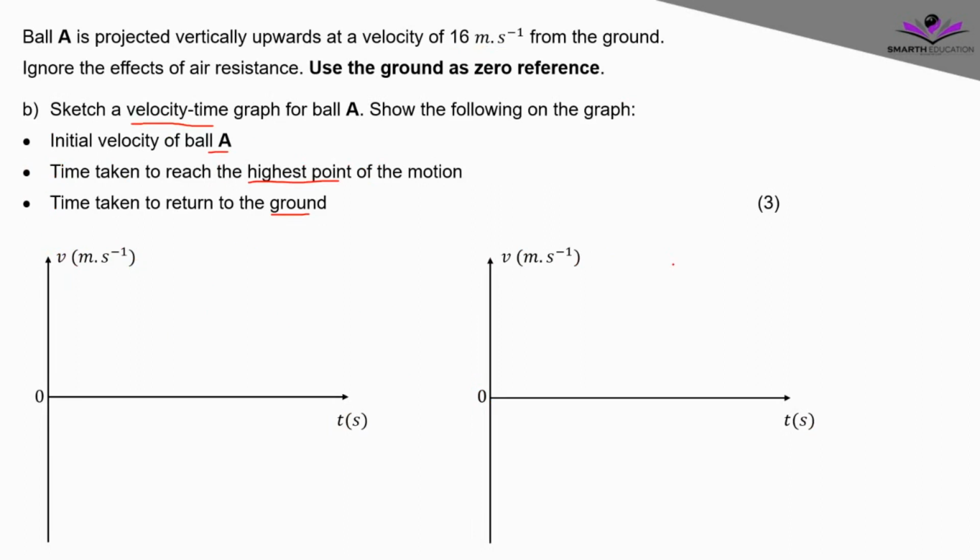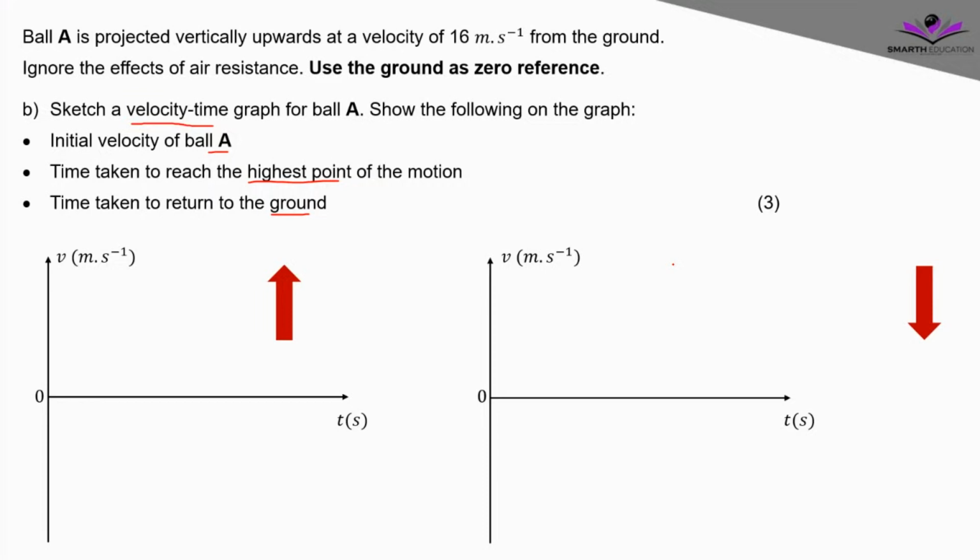But I usually show you when we take upwards as positive and also when we take downwards as positive. Let's start by taking upwards as positive. If we take upwards as positive, please take note, the gradient of the velocity time graph gives you acceleration. So when we take upwards as positive, is acceleration negative or positive? Acceleration is negative.